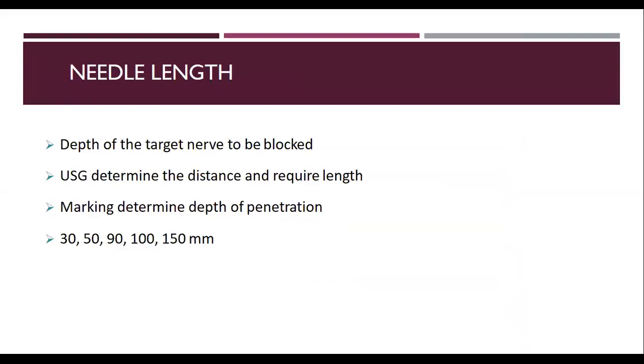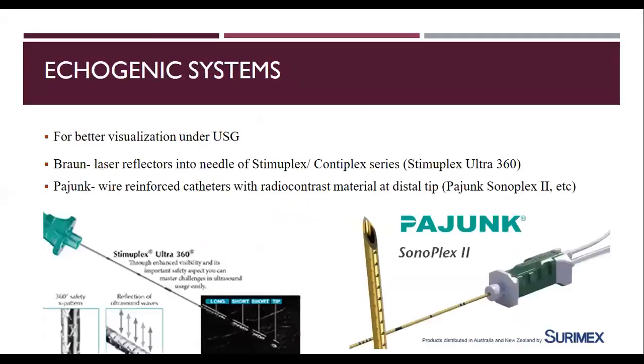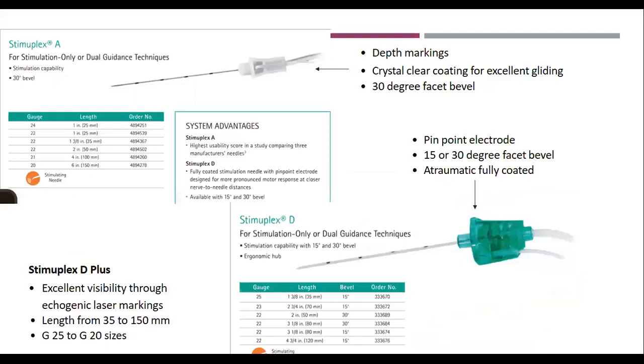Needle length depends upon the depth of the target nerve to be blocked, and ultrasound determines the distance and the required length. Markings determine the depth of penetration. Echogenic systems give better visualization under ultrasound guidance. Laser reflectors are built into needles of the Stimiplex or Contiplex series, and there can be wire-reinforced catheters with radio contrast material at the distal tip. So these are the various types of needles.